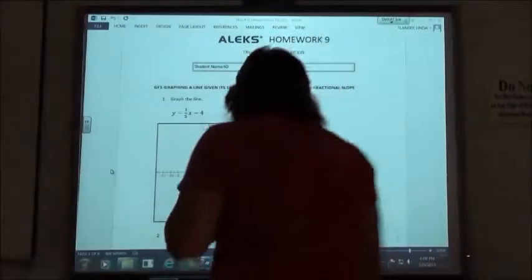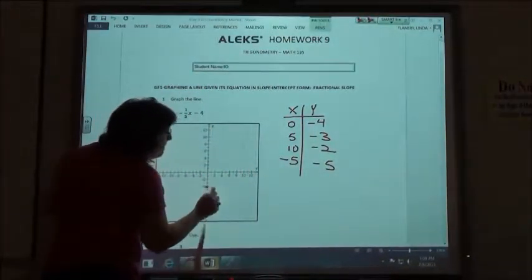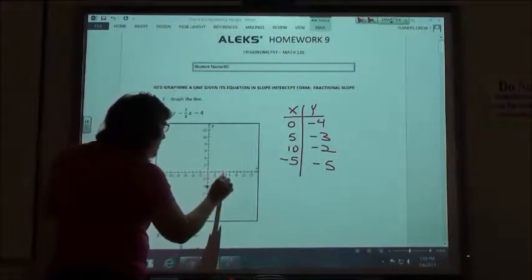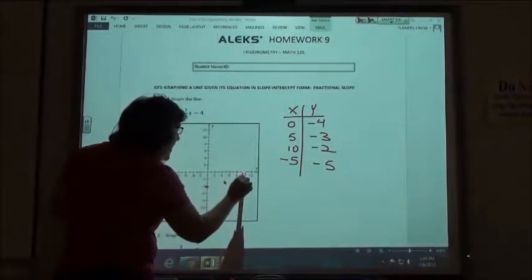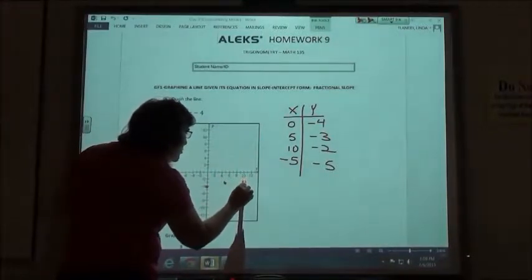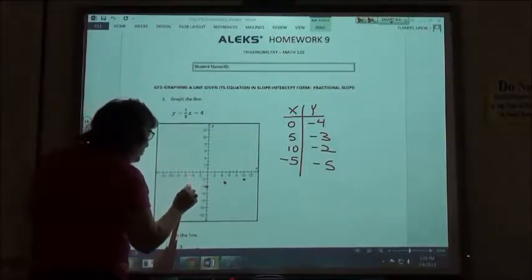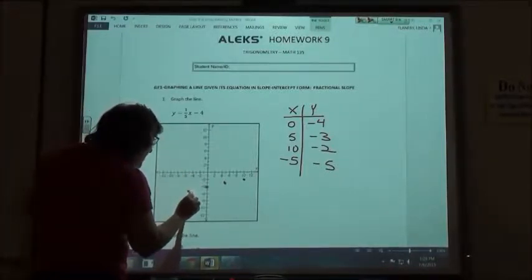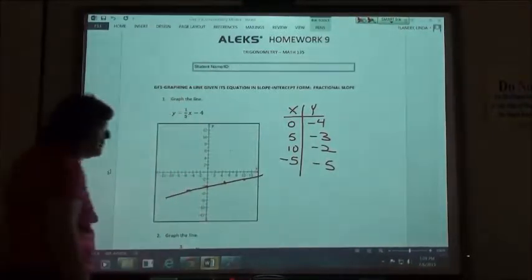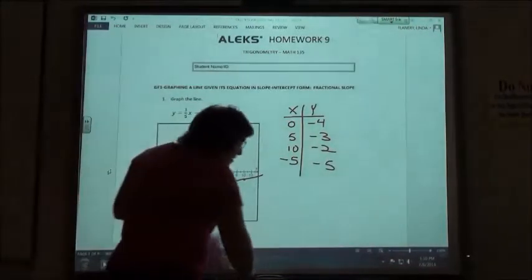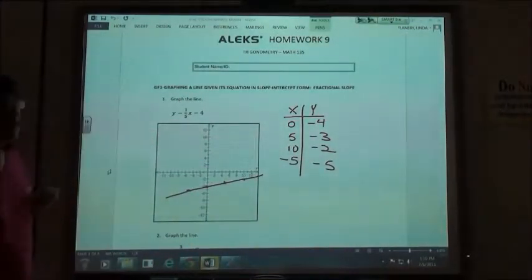All right, let's see if it goes where I want it to now. So 0, -4: over 0, down 4. 5, -3: over 5, down 3. And then 10, -2. And if I did -5, I'm at -5. And so you can see that when I connect my dots, if I could draw straight, I could draw my line. Now that's one way of doing it: putting in numbers for my x, finding my y, plotting my points.